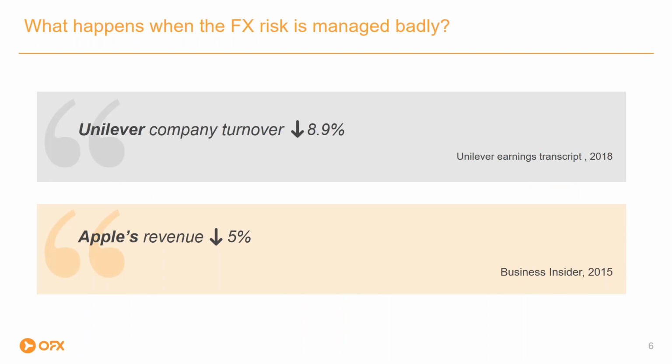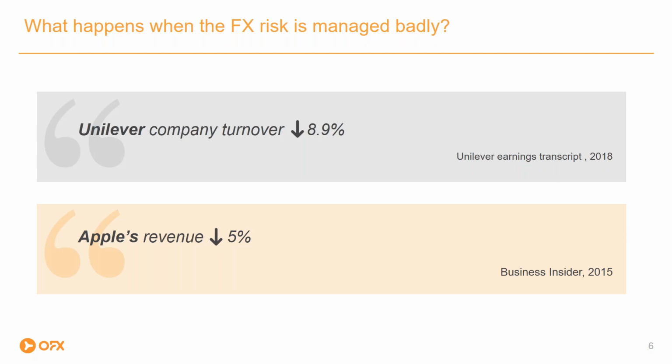Unilever was hit with translation risk in 2018 when currency translation decreased the company turnover 8.9% according to an earnings transcript. This was on the back of the euro strengthening against all of the major currency corridors.